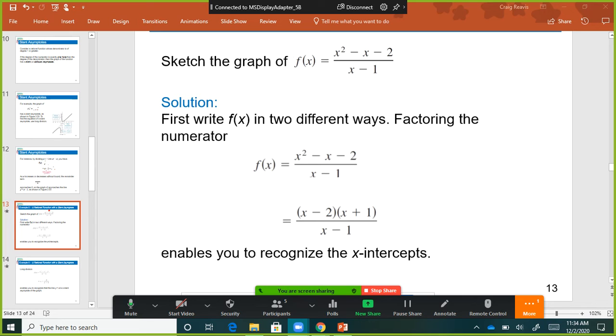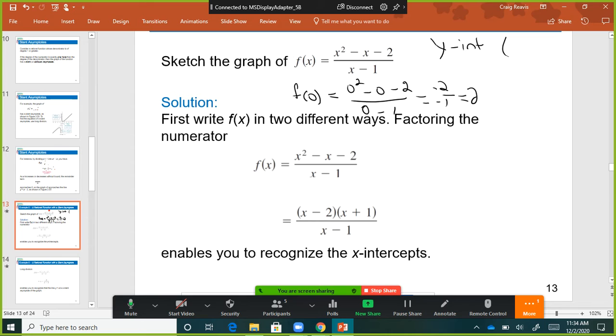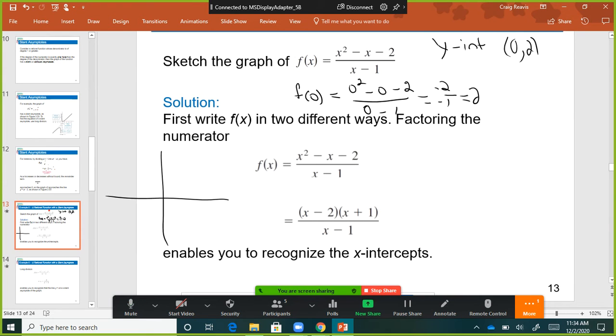First off, if I want to find the y-intercept, I find that by plugging 0 in for x, right? So that would be 0 squared minus 0 minus 2 over 0 minus 1. And that is negative 2 over negative 1, which is 2. So my y-intercept is at 0, 2. So if I was looking at this graph over here, I know at 0, 2, there is a y-intercept.